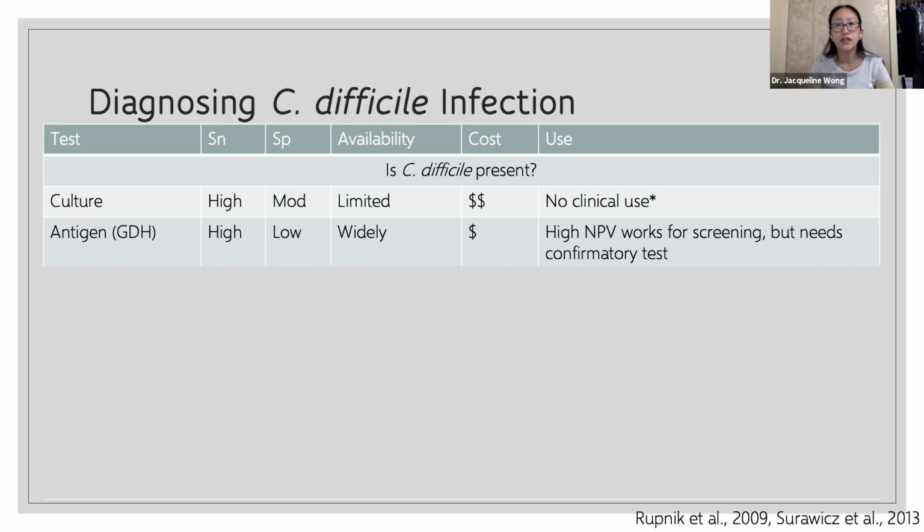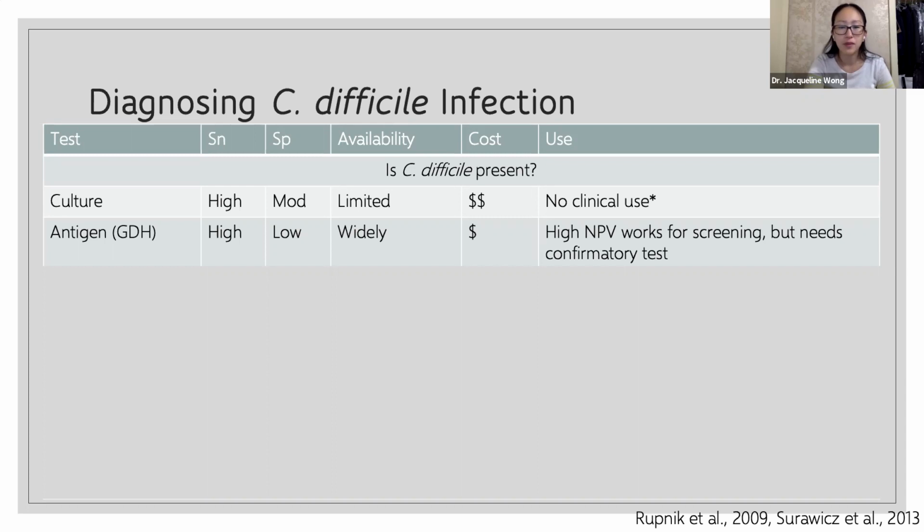So first of all, there are some tests that can identify if C. difficile is even present. So there are specific stool culture media that are available. The sensitivity is high, but the specificity is moderate or variable. The problem is this is not of great clinical use, especially if you're just looking for any C. difficile, regardless of whether it has the ability to produce toxin or not.